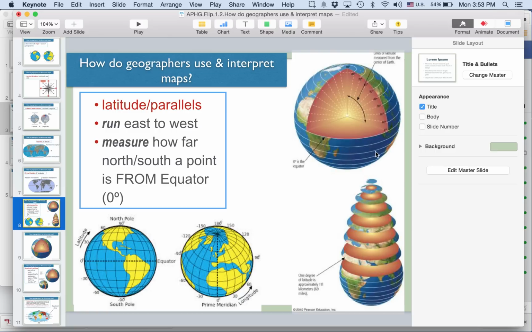So lines of latitude run east to west on the Earth, but they are actually measuring how far north or how far south a particular point is from the equator, from 0 degrees latitude. This makes a bit more sense if we look at this map here. If here's our equator, we're measuring with our lines of latitude, east to west, how far north, how far south, right? So 90 degrees south latitude means that this point is 90 degrees south of the equator.